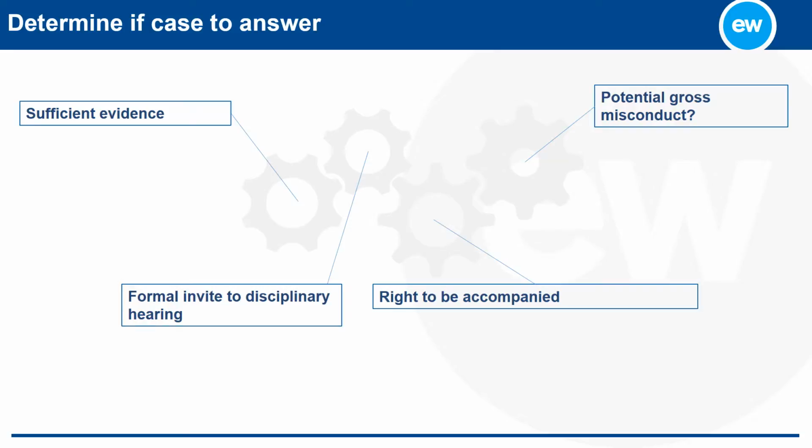Has the investigator decided that there is a case to answer? Has the investigator concluded that there is sufficient evidence to support the allegation and/or a charge of gross misconduct? If so, the accused can now be brought into a disciplinary hearing. There must be a formal invite to the disciplinary hearing, and the accused has the right to be accompanied by a colleague or a trade union representative to the hearing.